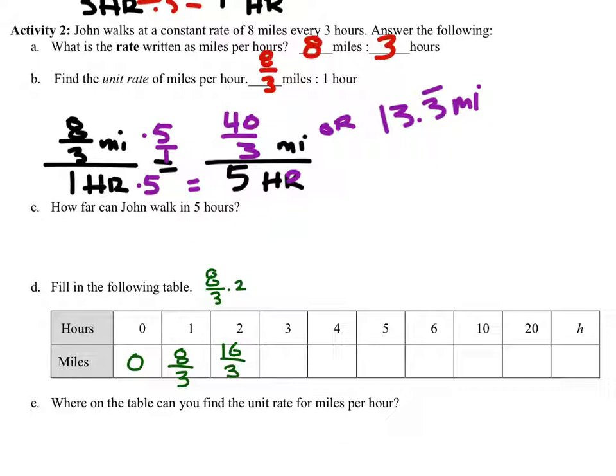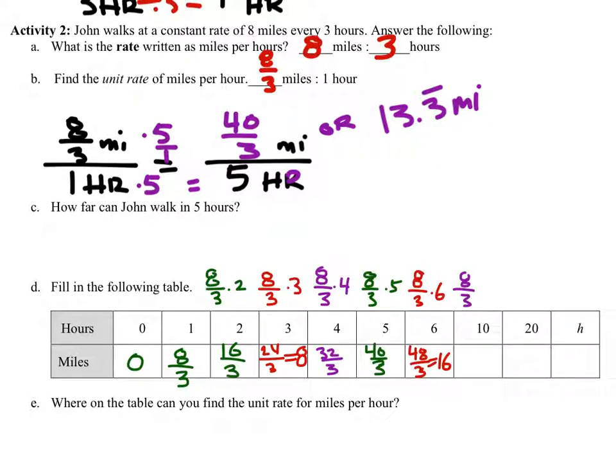Right? And then if I wanted to figure out for 3 hours, I know it's 8/3 every 1 hour, then multiply it by 3 hours. So this would be 24/3. But I could simplify this, right? To be 8 miles. That one was pretty easy to simplify right there. And the same thing for the rest of the D. It's going to skip right here from 6 to 10, so just be careful on that one.